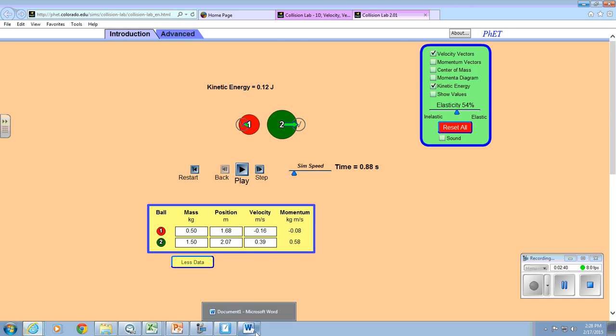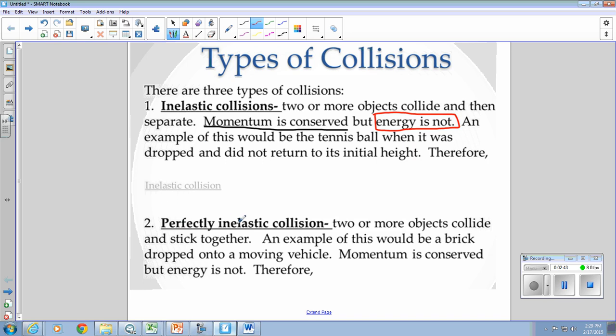Now, let's go back to the notes, and you'll see perfectly inelastic is when two or more objects collide and they stick together. That's the difference here. In perfectly inelastic, the objects stick together, kind of like the baseball mitt and baseball example that we had done before. That was an example of a perfectly inelastic collision. Another example would be a brick dropping into a moving vehicle.